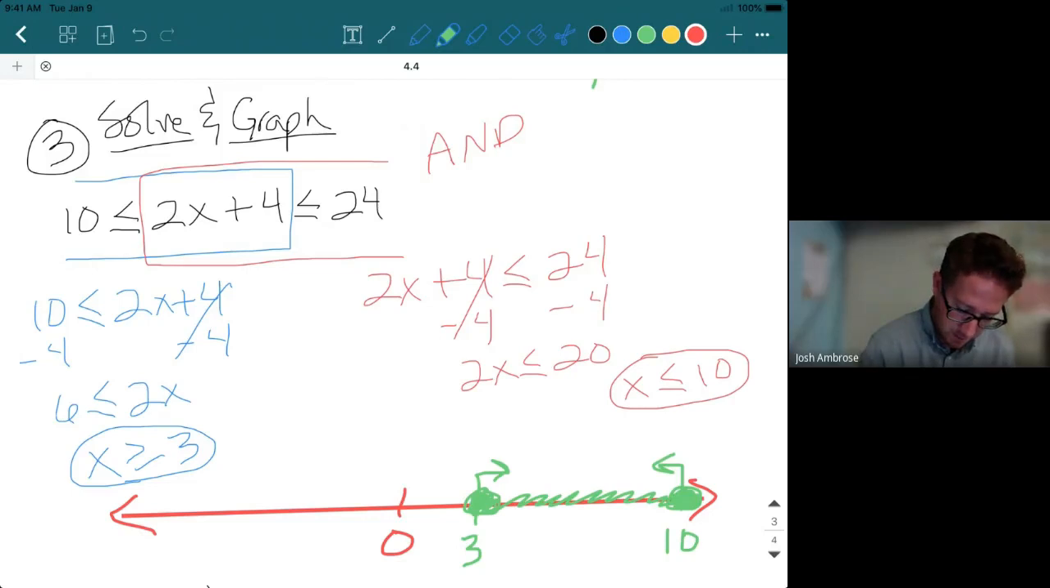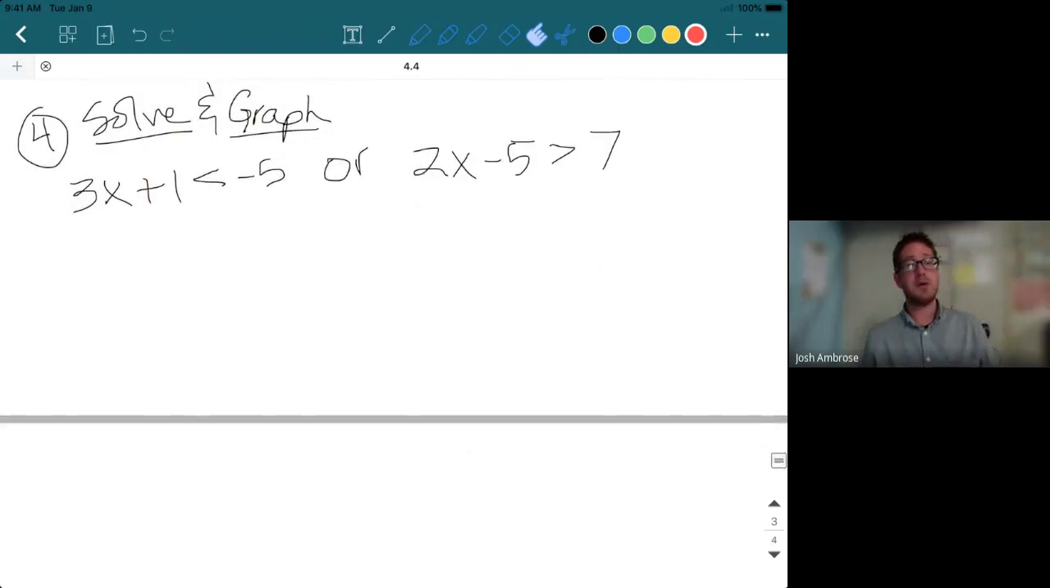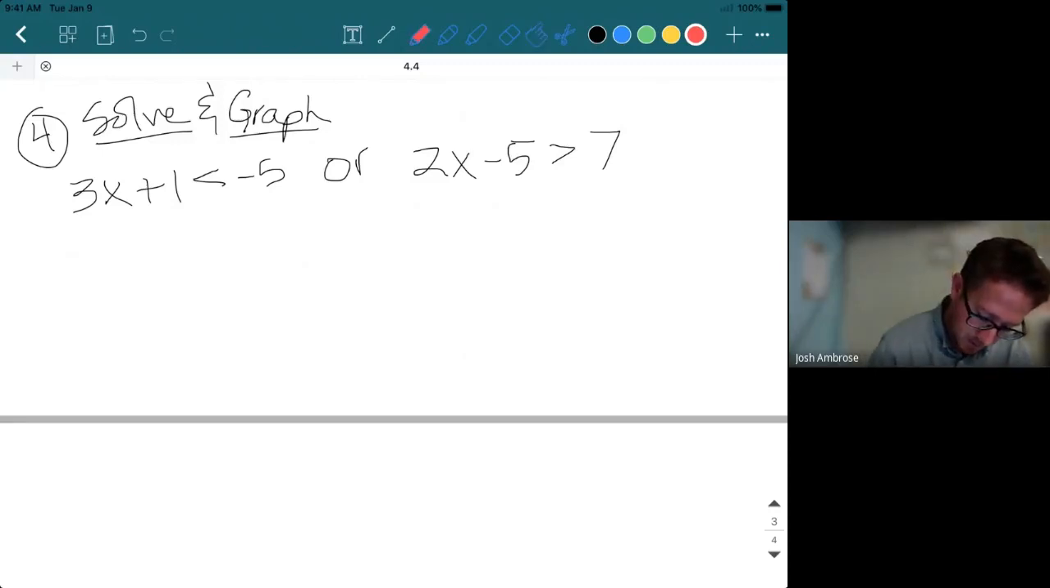Okay? Now, let's do another example, but now the word "or." We haven't done an "or" yet. We kind of like "or" because we don't have to pull apart a compound inequality. They give us both parts. Okay, so it's a little nicer that way. All right, let's jump into it.